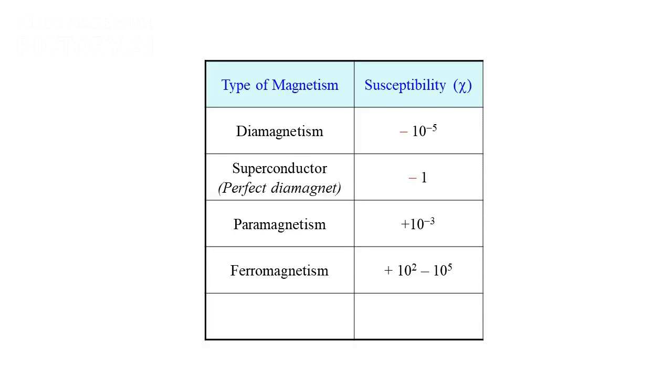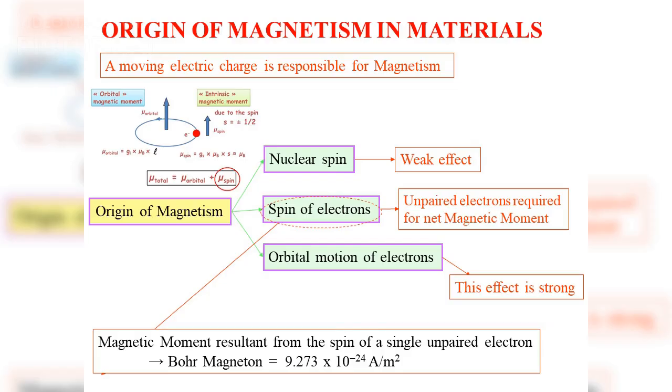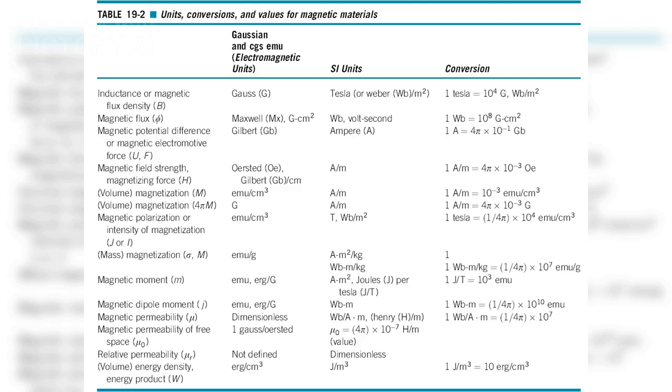Different types of magnetism exhibit varying levels of susceptibility, from diamagnetism to ferromagnetism. Magnetism in materials originates from the movement of electric charges, with the spin of electrons playing a significant role. Units, conversions, and values for magnetic materials are essential for accurate measurements and understanding of magnetic properties.